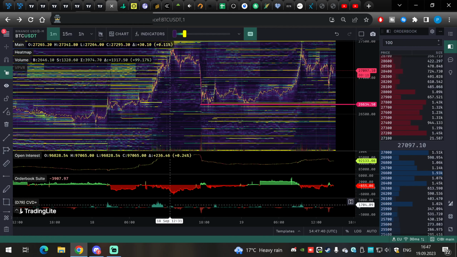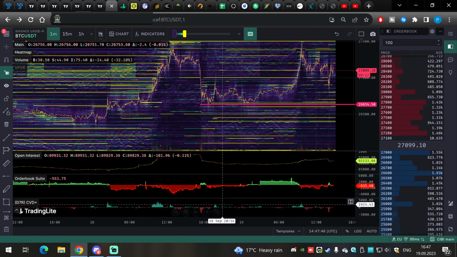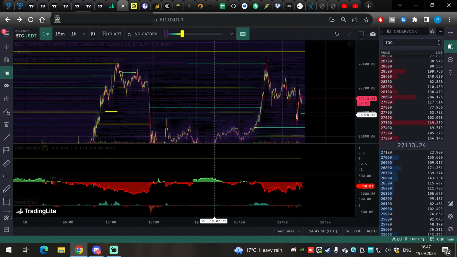And of course I have CVD here, so I can see how powerful the moves were compared to previous activity, so yeah, CVD is also pretty useful here. Let's start with where the market is right now, so you can see how it was developing. We'll be going over many examples.